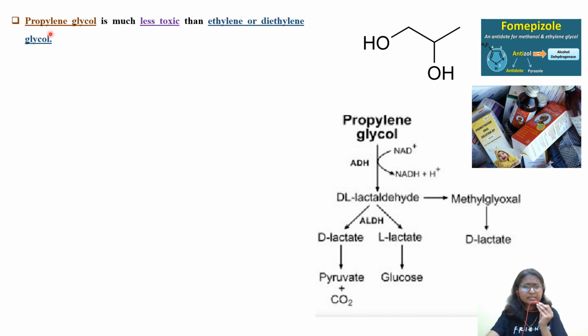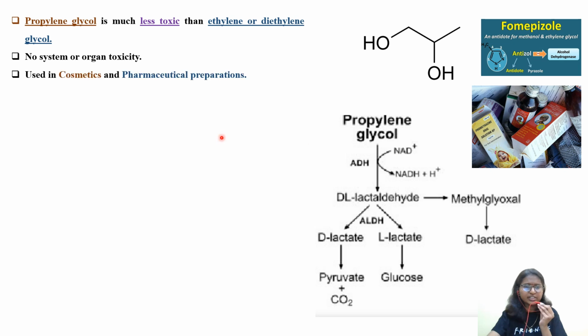Okay, next we learn about the third solvent, that is propylene glycol. Propylene glycol is much less toxic than ethylene glycol or diethylene glycol. Compared to the other two glycols, this is less toxic. It doesn't have any system or organ toxicity.